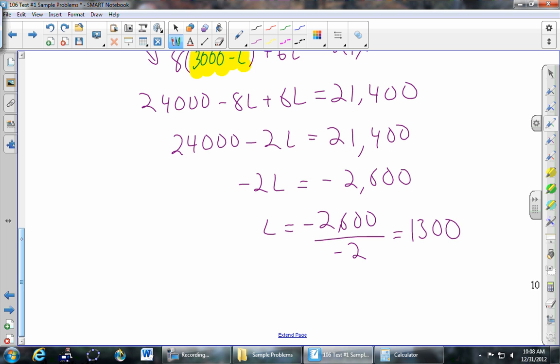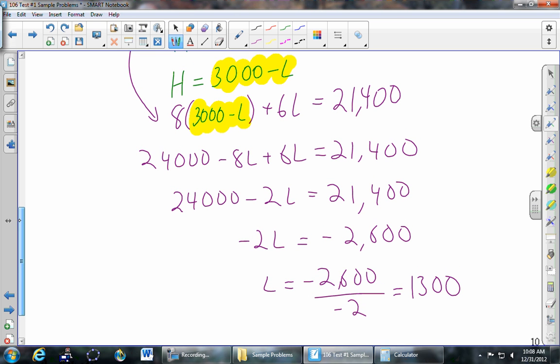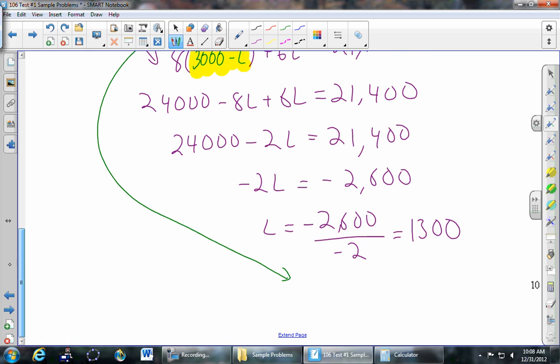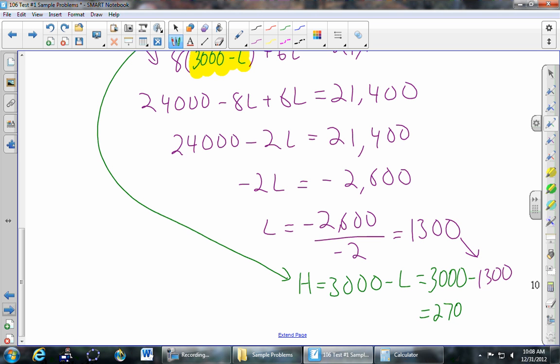And then to find H, best thing to do is find the equation that says H equals, which is this one here in the top in green. H is 3,000 minus L. And we just figured out L was 1,300, so 3,000 minus 1,300 tells me that H is 1,700.